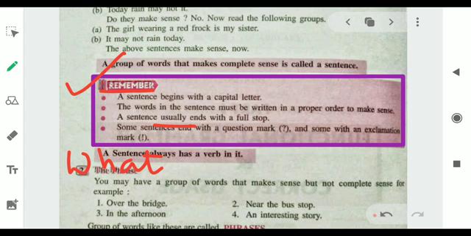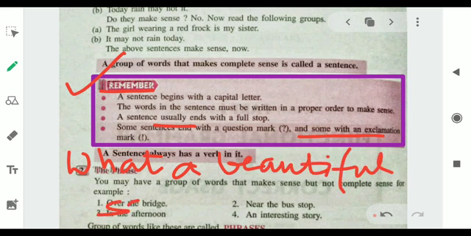Now, let's move to the fourth point and second part of the same point, that is some with an exclamation mark. Now, what if I write this sentence? What a beautiful scene it is.